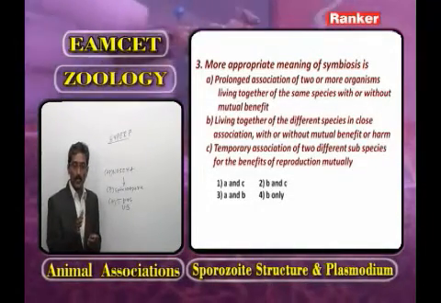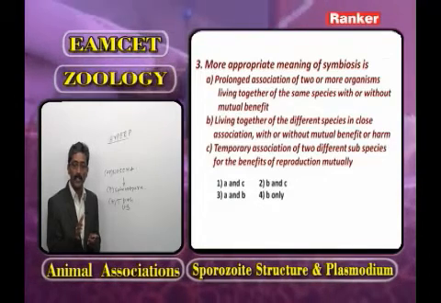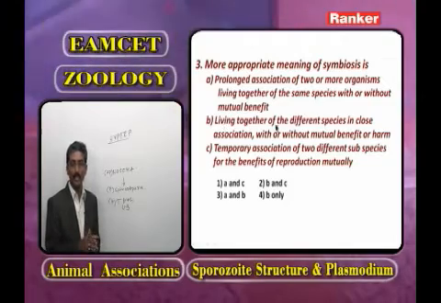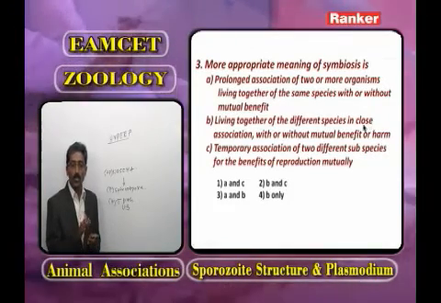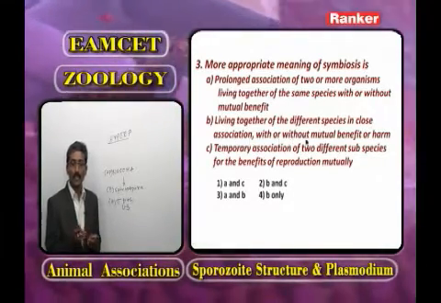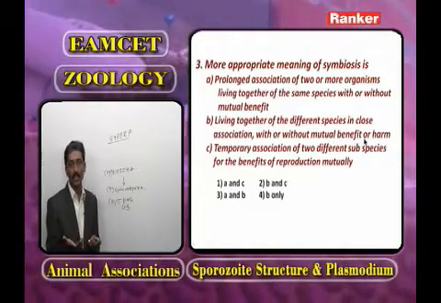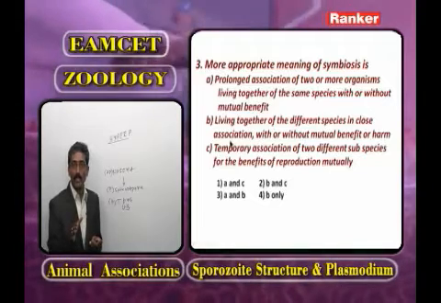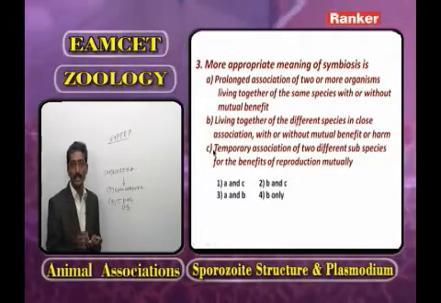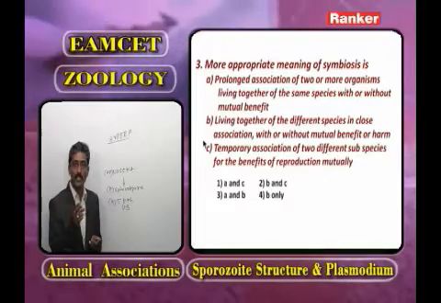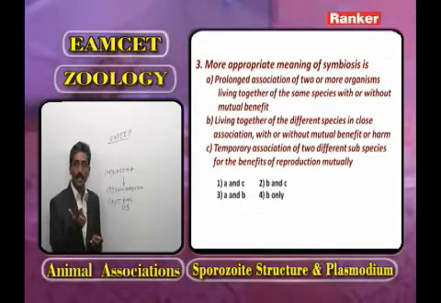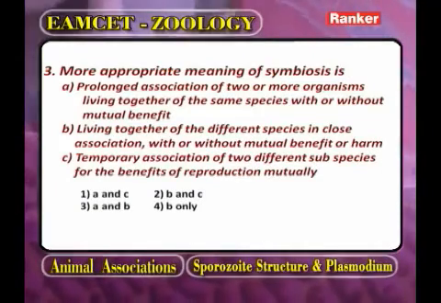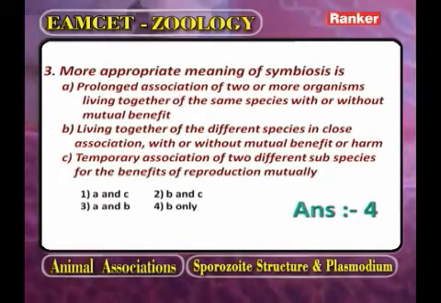So what is the more appropriate meaning or definition of symbiosis? Symbiosis is the living together of different species in close association with or without mutual benefit or harm. So it is the more appropriate meaning for symbiosis. The word symbiosis was proposed by De Bary. From symbiosis, what types of associations are derived? Mutualism, commensalism, parasitism. Now here, what is the correct answer? The second statement is correct. Now go for the next question.